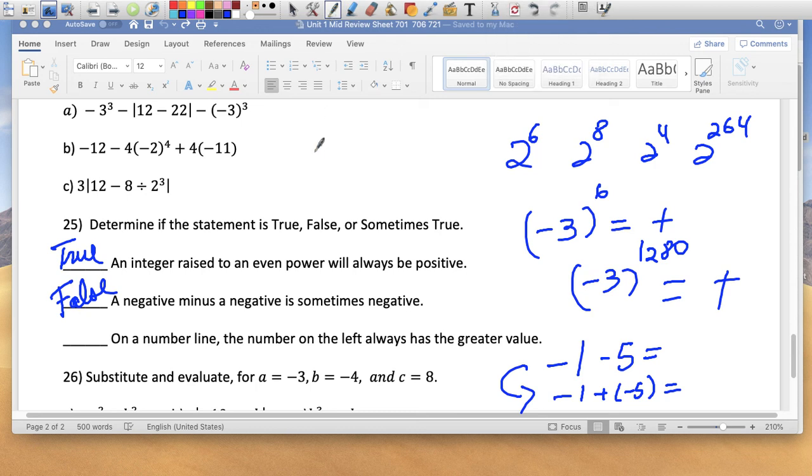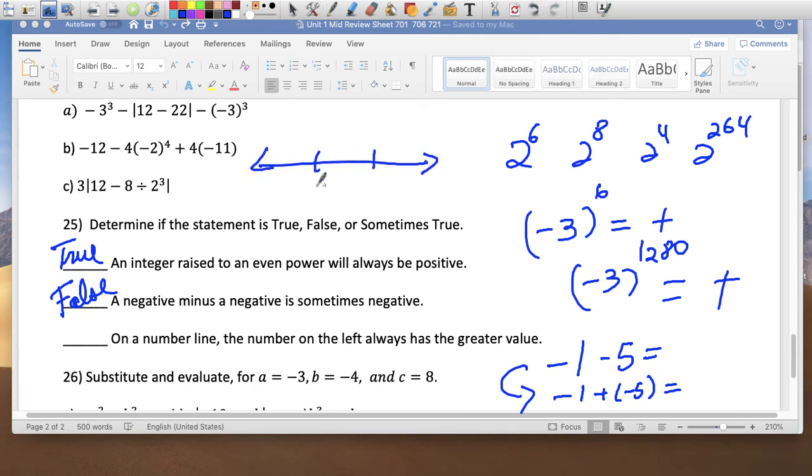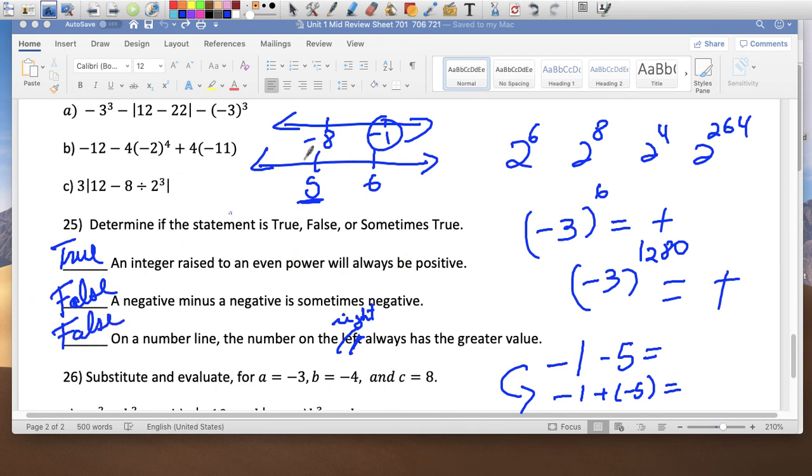And on the number line, the number on the left always has a greater value. Well, pick two numbers, 5 and 6. The number on the left has a greater value. Is 5 greater than 6? No. And you can try with negative numbers, negative 8 and negative 1. Which one has a bigger value? Negative 1. The last one also should have been not on the left, but on the right has always the greater value. So this is also false.